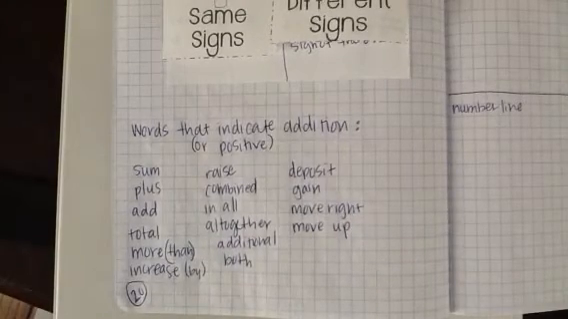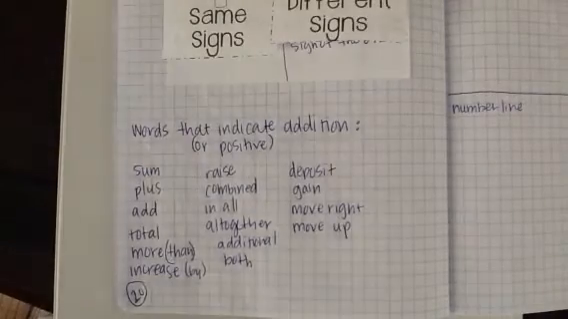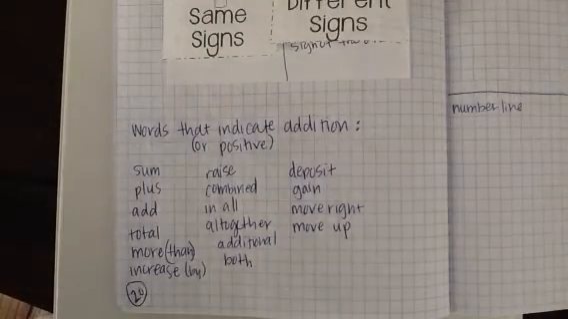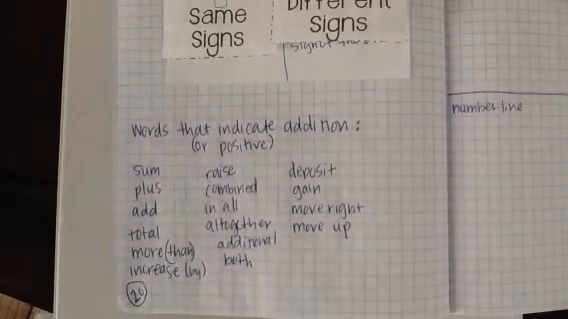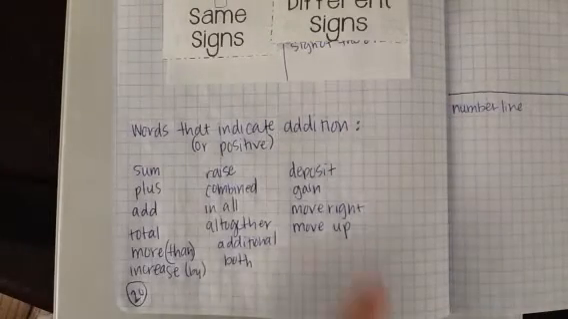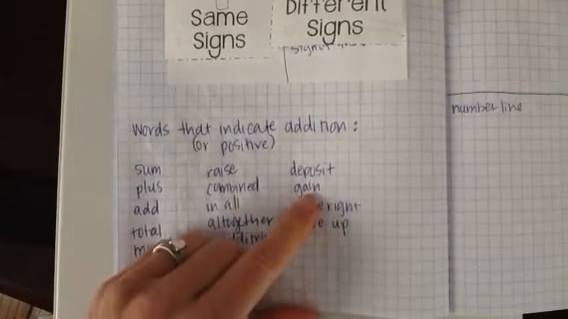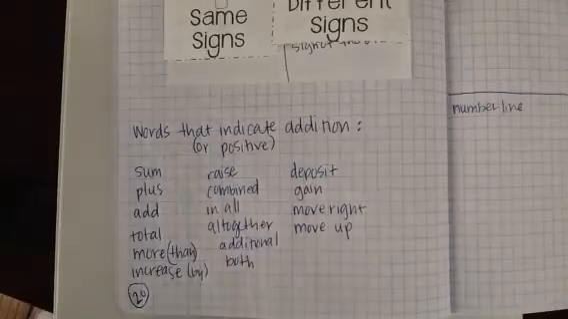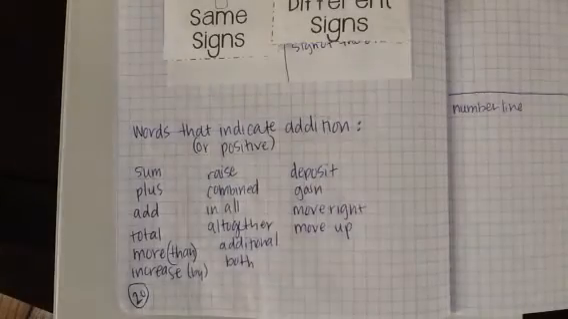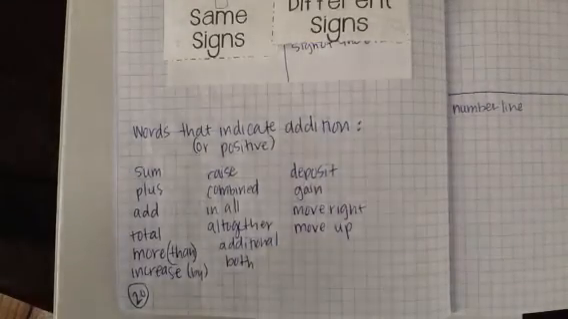If you're thinking about money and you go to the bank and you deposit money, that's putting money into the bank. That's going to increase the value of the money that you have in the bank. So deposit is a positive word or indicates addition. Gain. So if you're thinking about football and you gain yardage, that's yardage toward your goal. So therefore, it's a positive number.